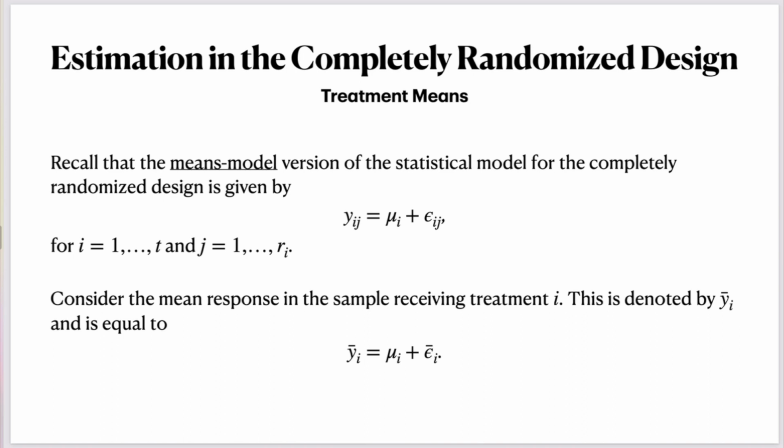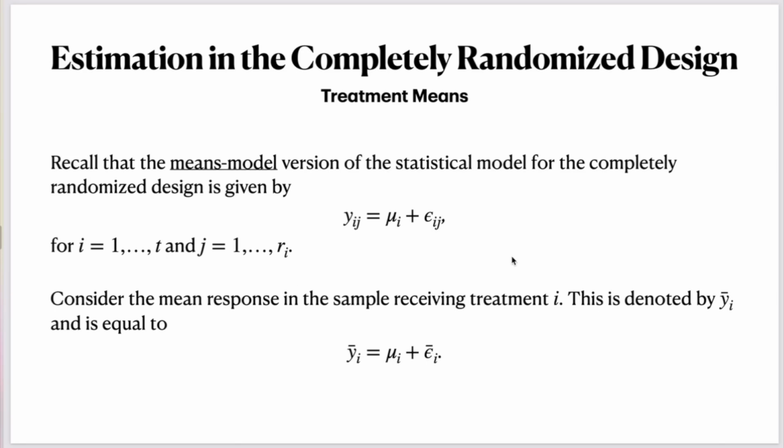Recall that the means model version of the statistical model for the completely randomized design is given here on this slide: y sub ij equal to mu sub i plus epsilon sub ij, where mu sub i is the population mean under treatment i. In this expression, i goes from 1 up to t, where t is the number of treatments, and then for each i, j, which is the observation index, goes from 1 up to r sub i, where r sub i is the sample size under treatment i.